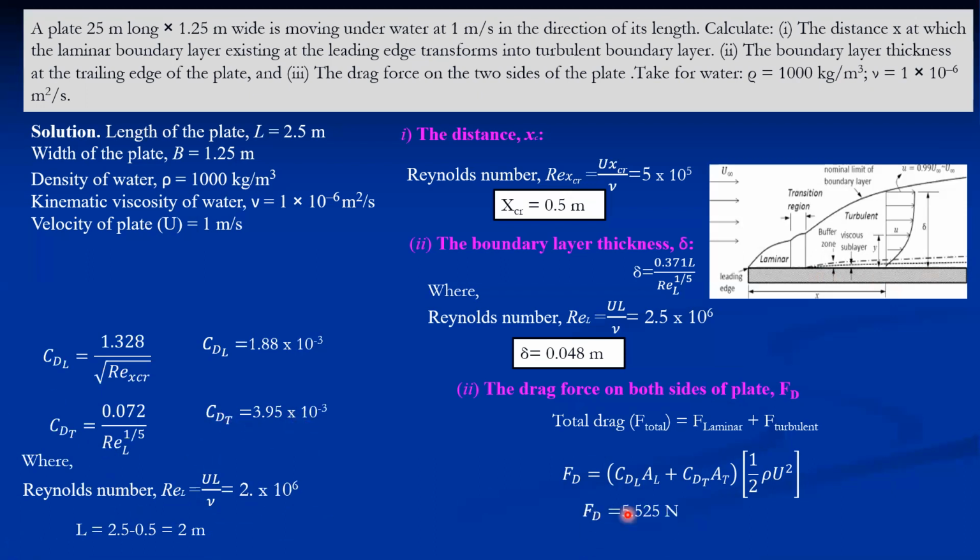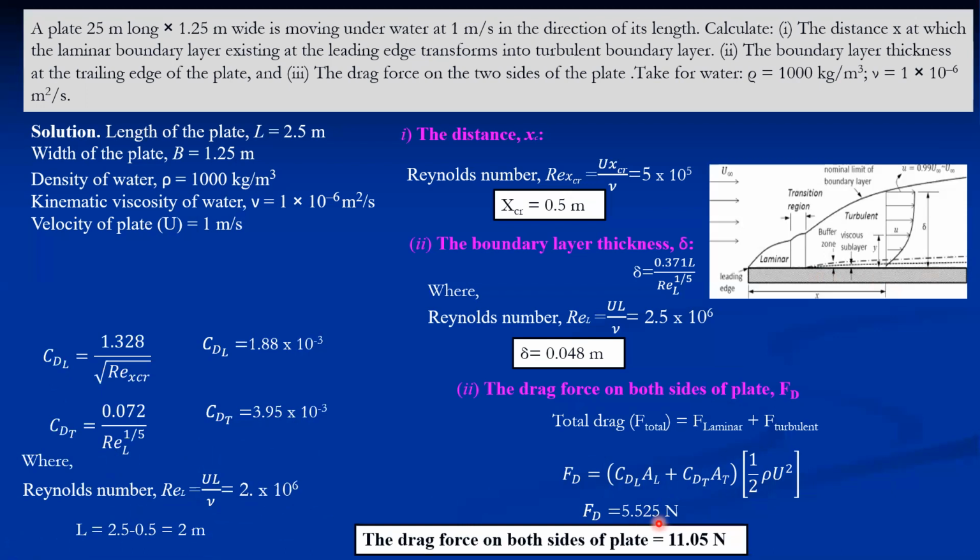Then putting all the values in this expression, we get FD. So this is on one side. So the drag force on both sides of the plate is exactly double of this, multiplied by 2. So it comes around 11 Newton. So this is the drag force on both sides of the plate. This way we can use the expressions for solving the numericals on flow over a flat surface.